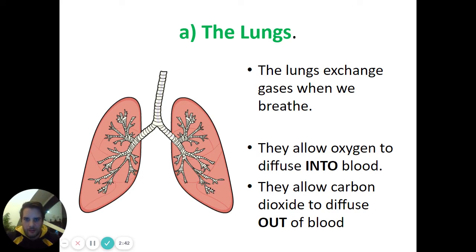In that air, there's a high concentration of oxygen. So the oxygen diffuses from the alveoli into the blood. At the same time, the blood has a high concentration of CO2. So the CO2 diffuses from the blood into the lungs. Okay, and that's happening every time we breathe in and out.